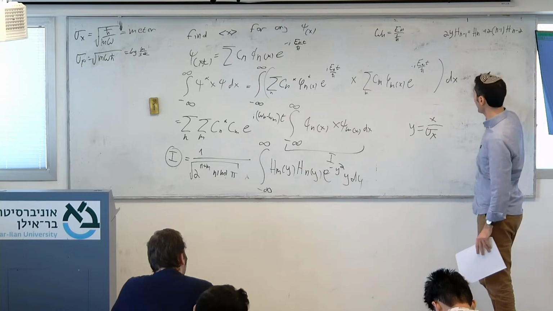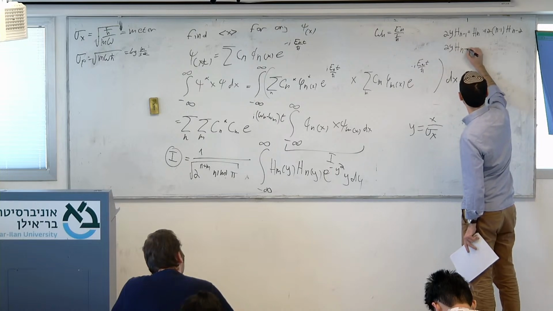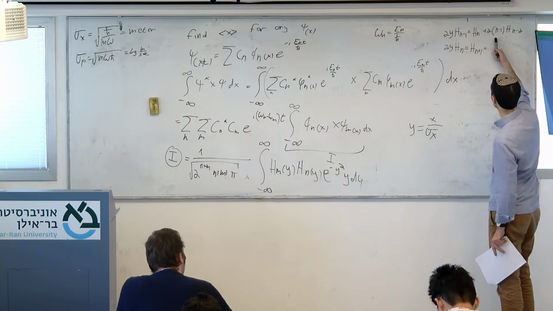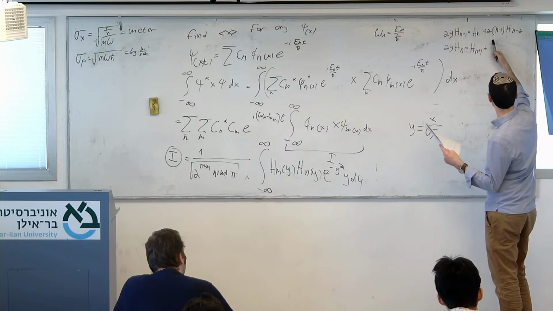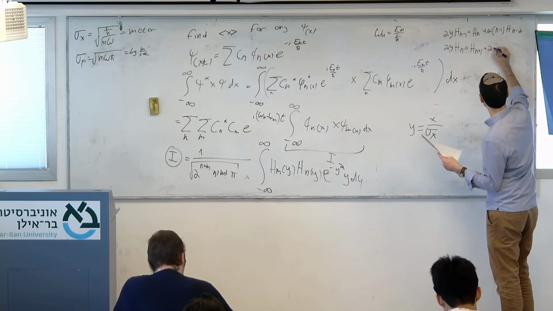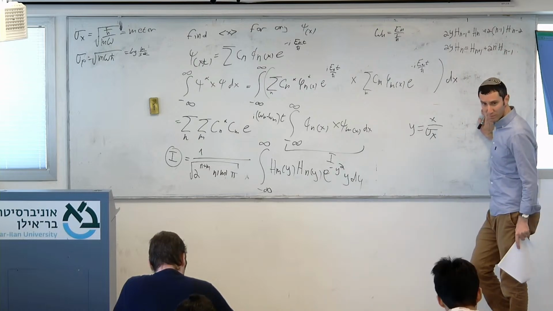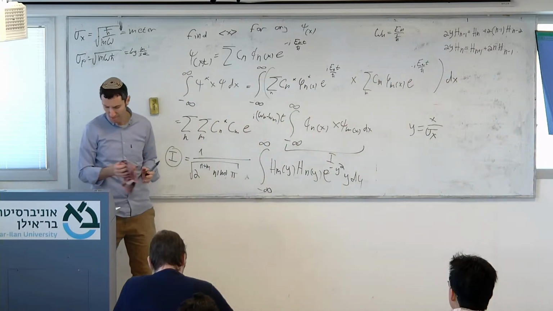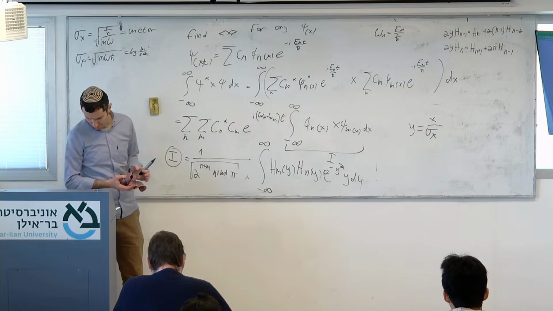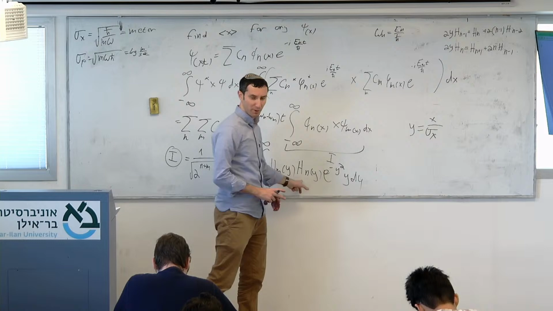Let's move it up a level, okay? 2y Hn is going to be Hn plus 1 plus, wait a second, what am I doing here? Yes, plus 2n Hn minus 1. Now I'm going to plug this in here instead of one of them, right?